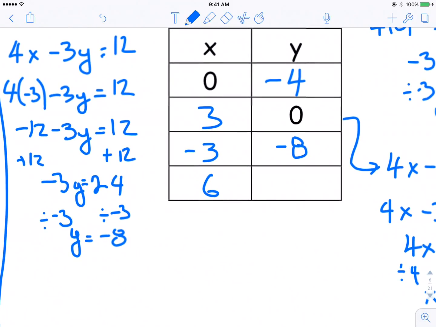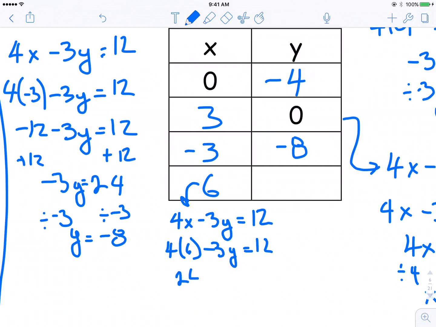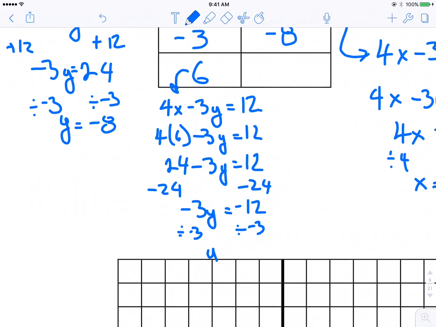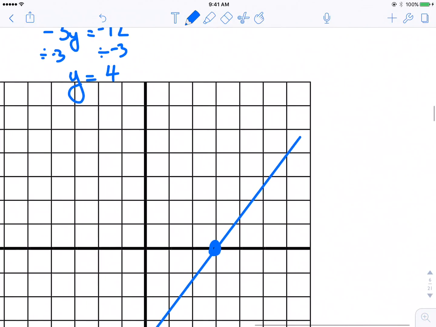Now, I do the same thing. 4x minus 3y is equal to 12. This time I'm putting 6 in for x. 4 times 6 minus 3y is equal to 12. 24 minus 3y is equal to 12. Subtract 24. Negative 3y is equal to negative 12. Divide by negative 3. Y is equal to 4. Plot my point, 6, 4. Oh, boom, right there.